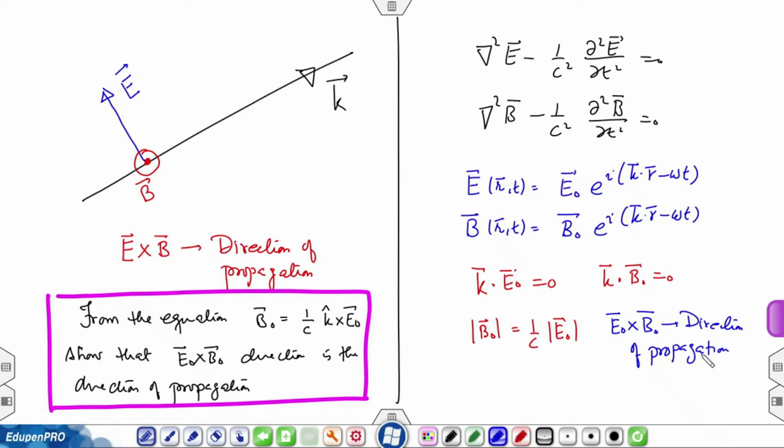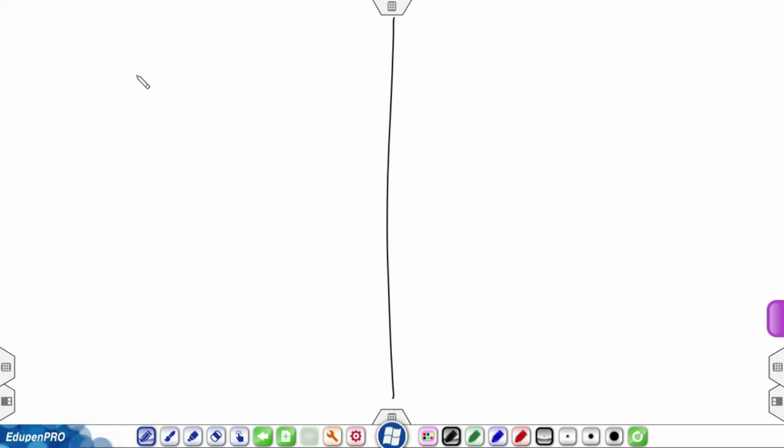So, E, B and k form a triad. So, let us say if we have a wave going in the z direction, this is x, this is y, then I will have E in the x direction, B in the y direction, and this is the direction of propagation z, k, and various combinations of this.